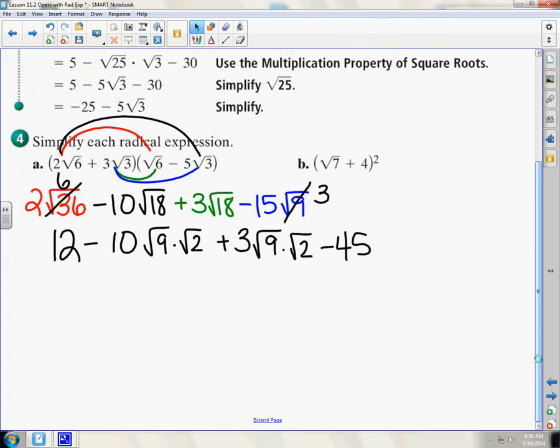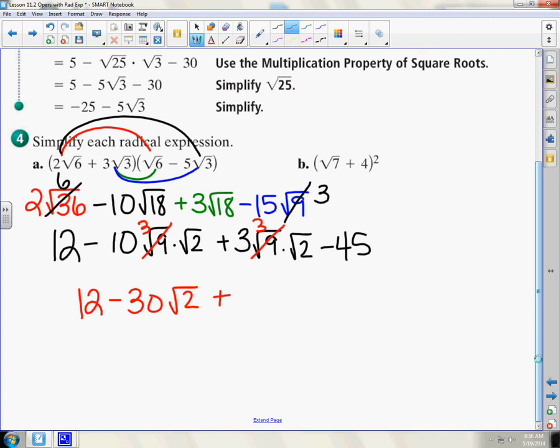Okay, so now I know that these are both 3. So then I can do 12 minus 30 because I did 3 times 10. Square root of 2, I have to add that radical on. Plus 3 times 3 right here is 9. And then I have to add on the radical, the square root of 2, minus 45.